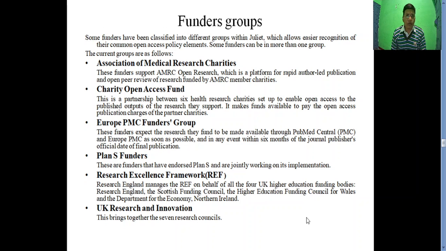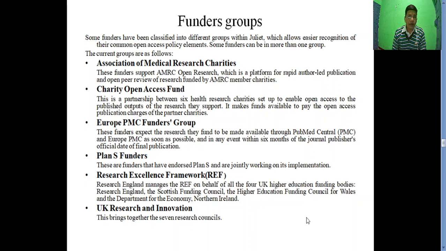The current groups are as follows: Association of Medical Research Charities. These funders support AMRC Open Research, which is a platform for rapid author-led publication and open peer review of research funded by AMRC member charities. Charity Open Access Fund. This is a partnership between 6 health research charities set up to enable open access to the published output of the research they support. It makes funds available to pay the open access publication charges of the partner charities.